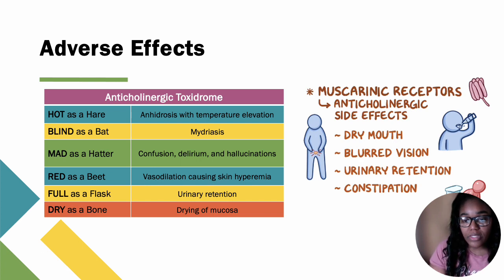So as far as your muscarinic receptors, you do have these different side effects that you should look out for. Again, if it's strictly related to the muscarinic receptors, you may see dry mouth, blurred vision, urinary retention, and constipation. So again, just familiarize yourself with this slide and make sure you understand and read it very well.